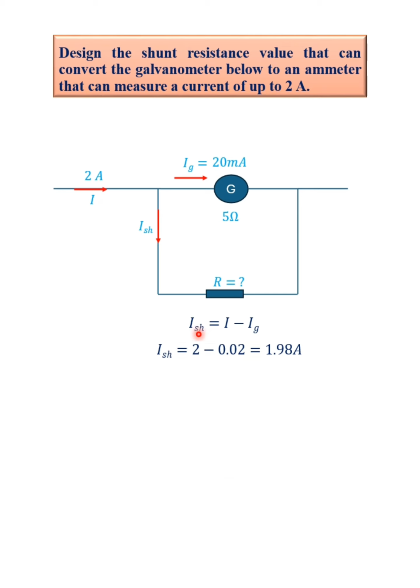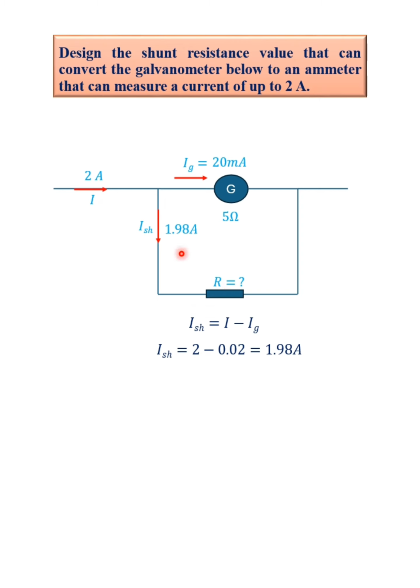Now let's put the values. I shunt will be equal to I, which is 2, minus IG, which is 20 milliampere. If we convert it to ampere by dividing 20 by 1000, we're going to get 0.02. So that 2 minus 0.02 becomes 1.98 ampere. Now we know the current through the shunt resistor as 1.98 ampere.